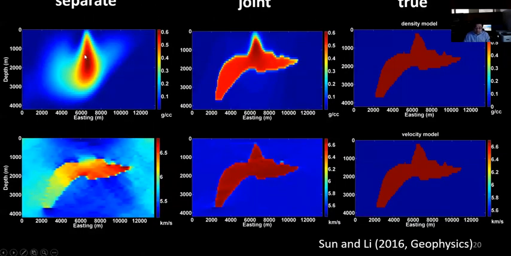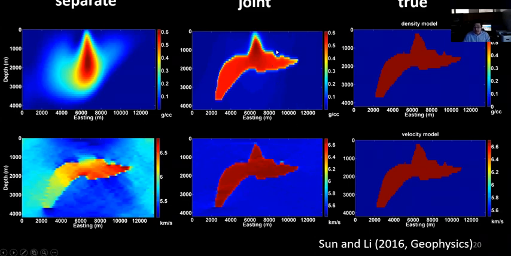On the left-hand side, the two models are from the separate inversions. This shows the inverted density model from separate gravity inversion and the velocity model from separate seismic travel time inversion. If you look at the density model, we recover this big blob. You see a lot of smoothness because of the smoothness regularization term. There's no detailed structure of the salt body recovered. If you look at the velocity model from separate travel time inversion, we recover this dipping flank, but we're missing this top part.